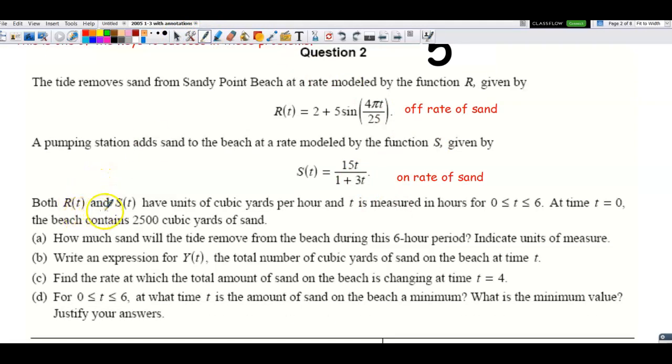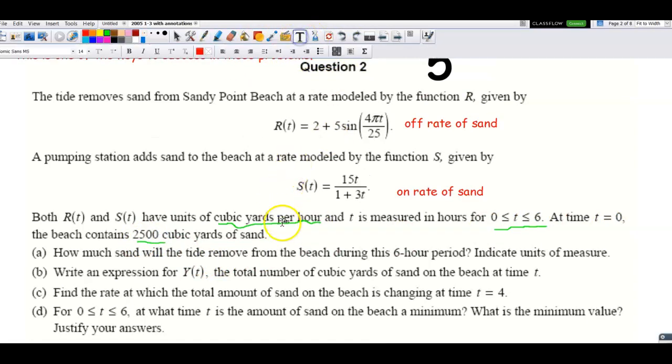Let's continue on. Both R of t and S of t have units in cubic yards per hour. So that validates that we're talking about rates. And we're looking at the time interval from 0 to 6, and that would be hours. At time 0, the beach contains 2,500 cubic yards of sand. So that would be another thing that I would note on my paper. It looks like we have an initial condition here. At time 0, there are 2,500 cubic yards of sand on the beach.